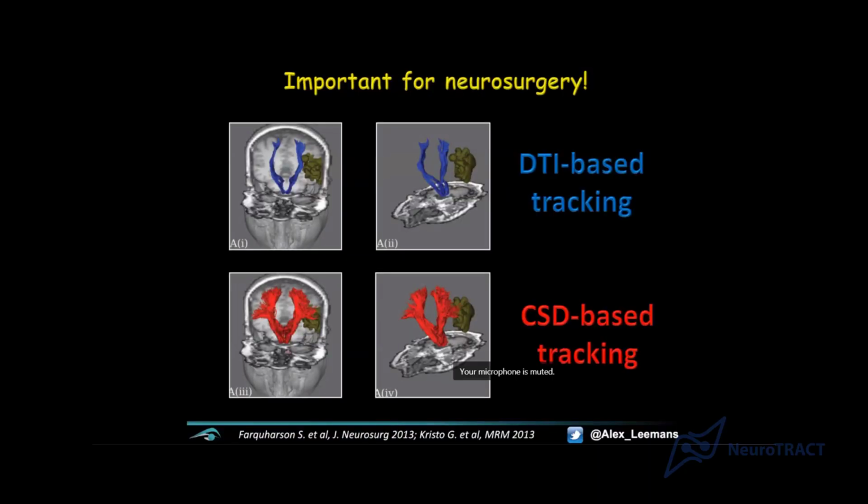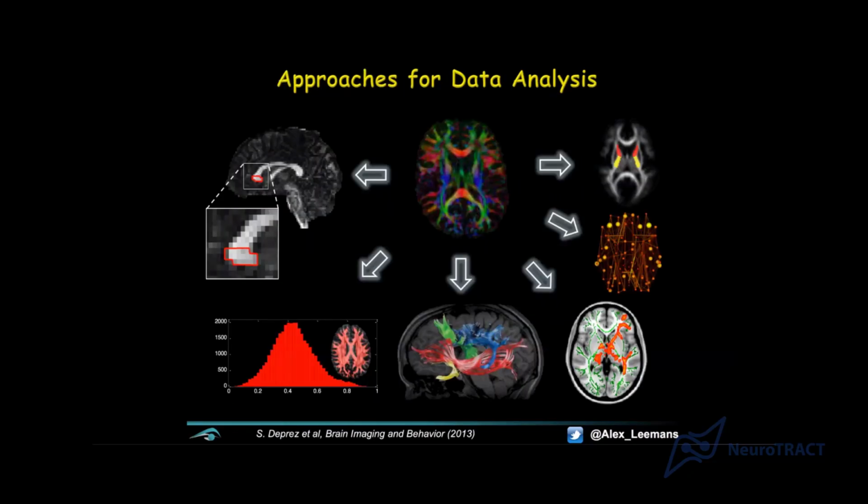But obviously, as you can imagine, depending on which algorithm you use, you'll get different tracks, and this is of most importance for neurosurgical preoperative planning, right? If your tract looks completely different if you use another algorithm, well, you should be careful where to cut and where not to cut.